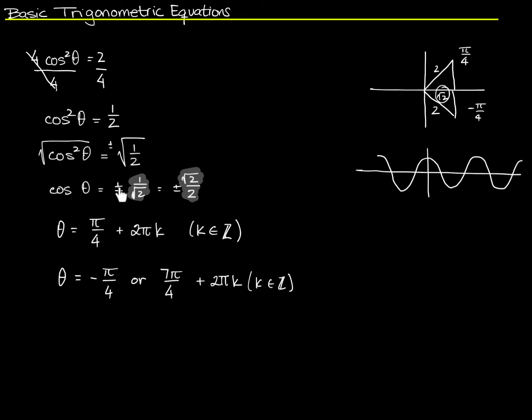Now, that was where cosine is positive. What about where cosine is negative? How did I end up with a plus or minus in here in the first place? Well, I took the square root of both sides, so I had to include a plus or minus. I've dealt with the cases where cosine is positive.